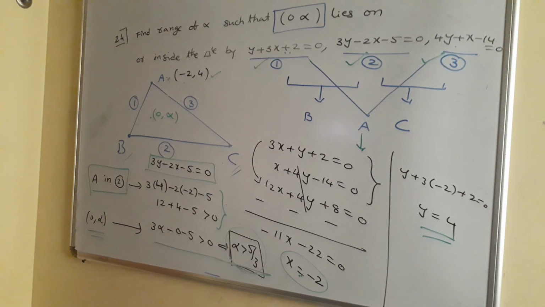Actually, I explained to you the complete plan to solve the problem. You just try in your own way. Okay, the problem involves 3 different parts. In one part, A and (0, alpha) are on one side of BC. In another part, B and (0, alpha) are on the same side of AC. In another part, C and (0, alpha) are on the same side of AB. So one part I completed on the board and there you get that alpha is greater than 5 by 3.